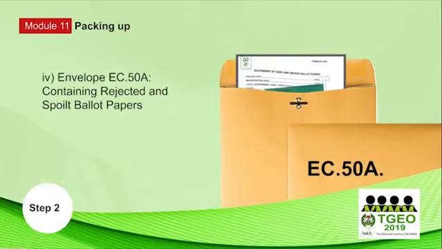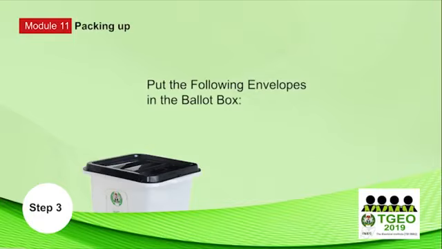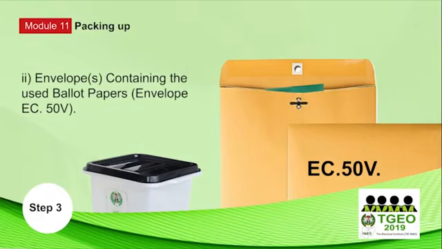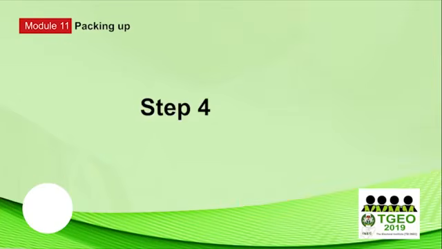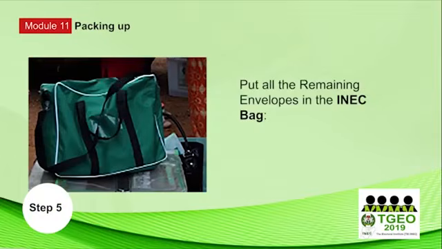4. Envelope EC50A containing rejected and spoiled ballot papers. Step 3. Put the following envelopes in the ballot box. 1. Envelope EC50F, containing counterfoils of used ballot papers. 2. Envelope EC50V, containing the used ballot papers. Step 4. Seal the ballot box with the seals provided. Step 5. Put all the remaining envelopes in the INEC bag.